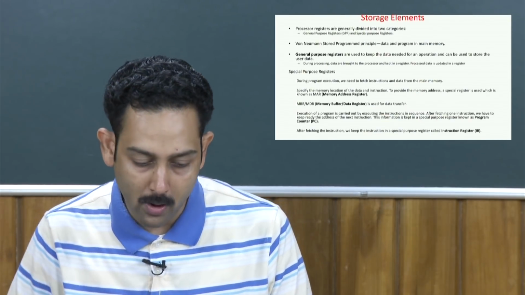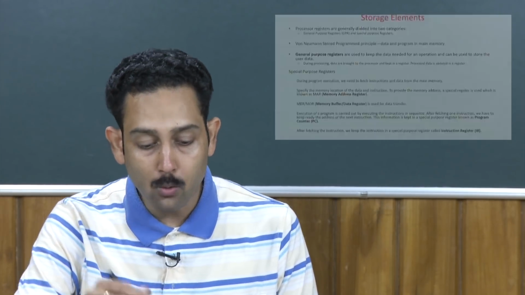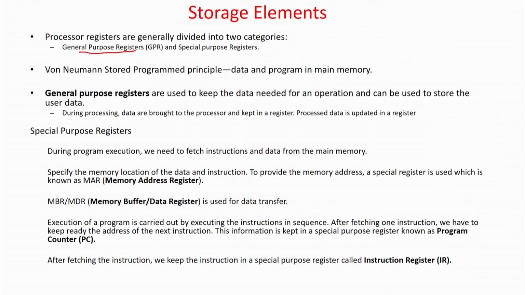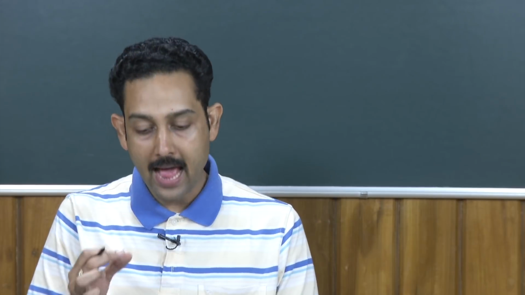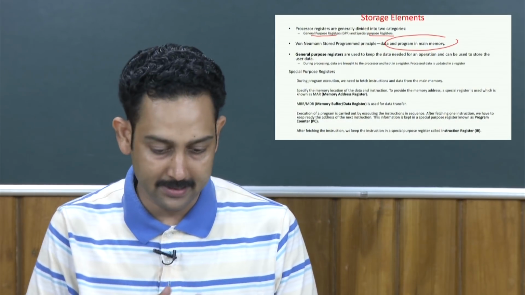So let us now go about it. There are two types of storage elements, general purpose and special purpose. As I told you, we are using a von Neumann architecture, so both data and program are in the memory. The memory concept has to be very important while understanding a CPU operation. In our case, as we are dealing with the central processing unit, our data, our program, everything is stored in a memory, and internal to that is a register.